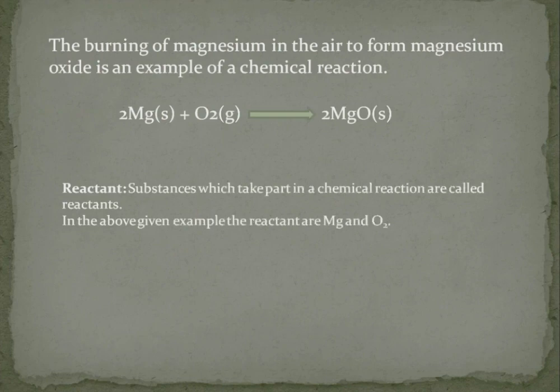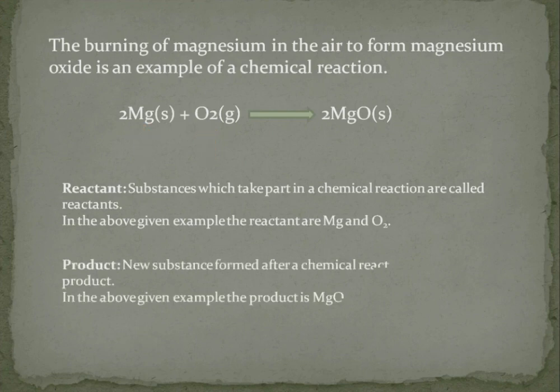What is a reactant? Substances which take part in a chemical reaction are called reactants. So in the above example, the reactants are magnesium and oxygen. Product. The new substance formed after a chemical reaction is called a product. So in this case, we have found magnesium oxide. So magnesium oxide is the product.